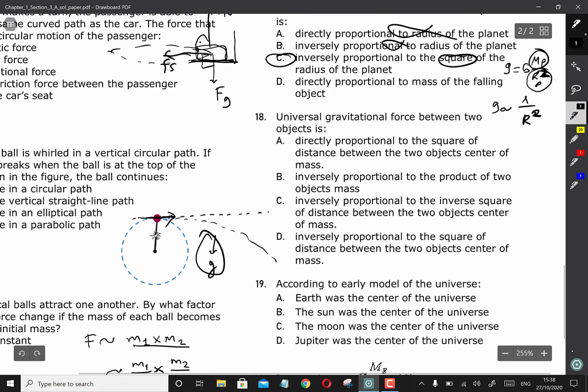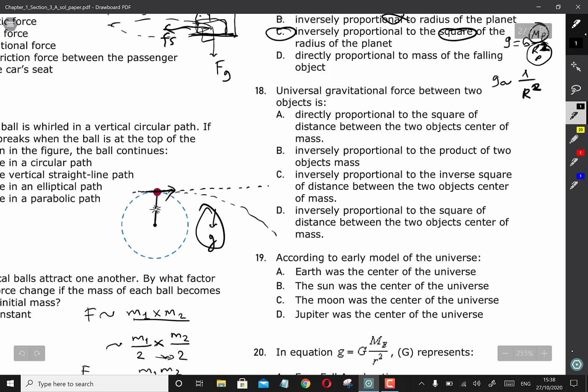And question number 18, universal gravitational force between two objects. So it's talking about this equation. Fg is equal to capital G m1 m2 divided by r squared. So Fg is directly proportional to square of the distance. No, inversely proportional because it's 1 over. It's in denominator. This is not correct. Inversely proportional to product of the two objects' masses.